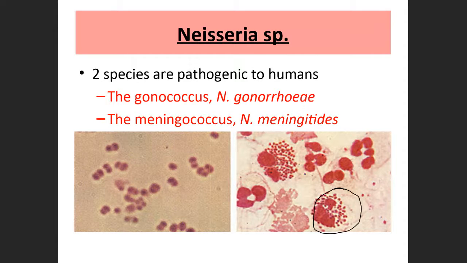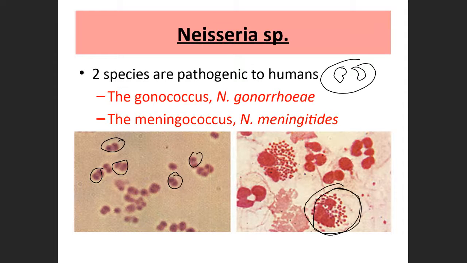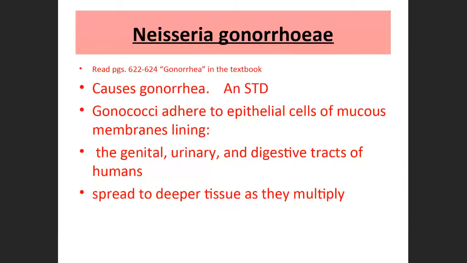Take a look at the arrangement. It's diplococci, so the organism actually has a bean shape. It is called a cocci, but it's a bean-shaped cocci. And it is when we find these bean-shaped pairs of bacteria that we know we're dealing with Neisseria, especially if we find it inside white blood cells.